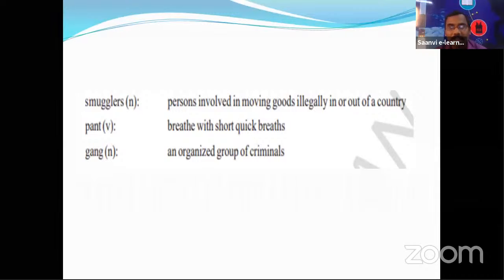And the next word is pant. What do you mean by pant? Breathe with short, quick breaths. And the final word is gang. Gang means an organized group of criminals.